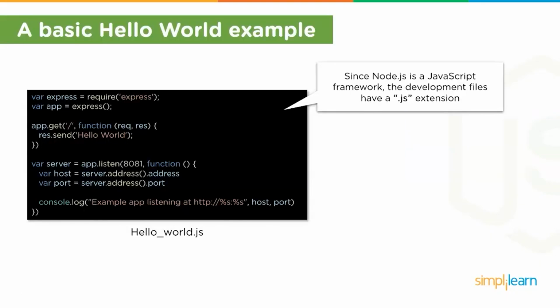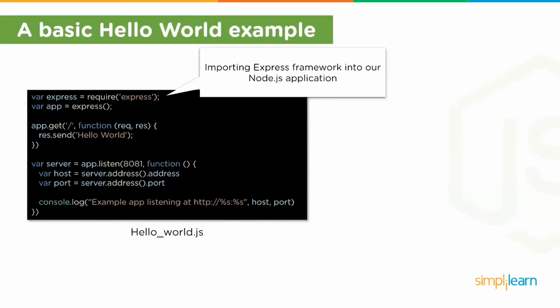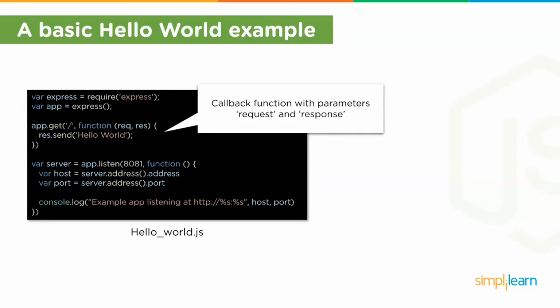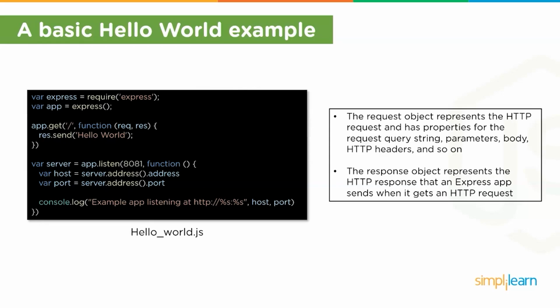Now moving on, let's take a quick example of a simple Hello World program. Now this is developed using Express framework to gain a better understanding. Alright, first up we have the var express. Now this is used to import Express framework into our Node.js application. Now the app.get method is a callback function with parameters request and response. The request object represents the HTTP request and has properties for the request query string, parameters, body, HTTP headers, etc.